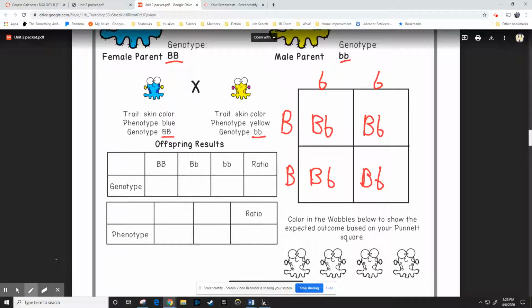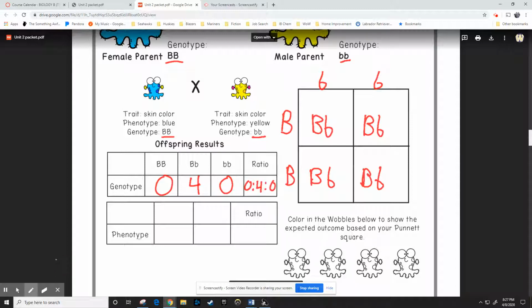So if I look at results, how many had a capital B, capital B? I don't see any of those. So we had 0 with that genotype. Same thing for lowercase b, lowercase b. We have 0 of that genotype. Capital B, lowercase b, all 4 of them were. So what's our ratio? Let's say 0 to 4 to 0 ratio.